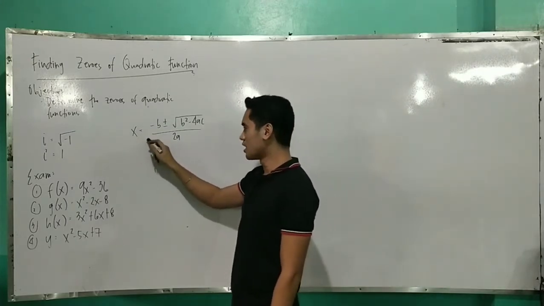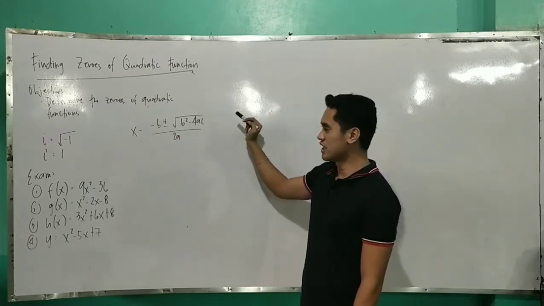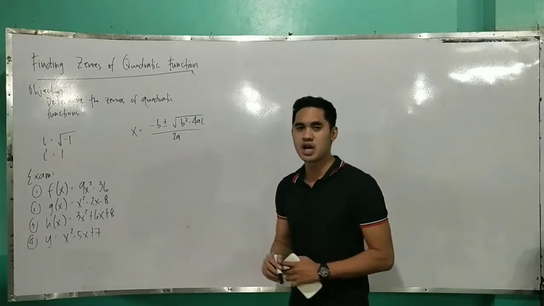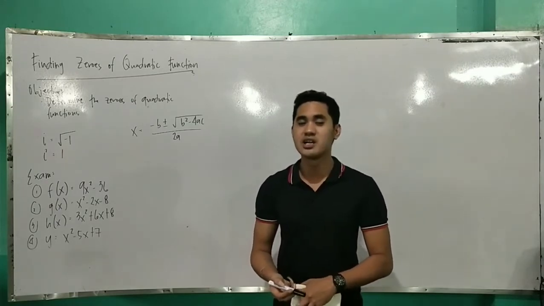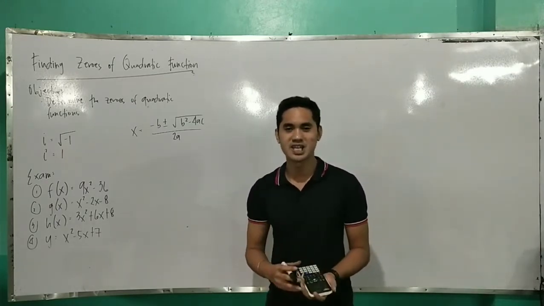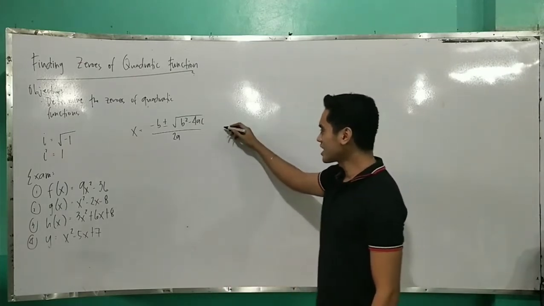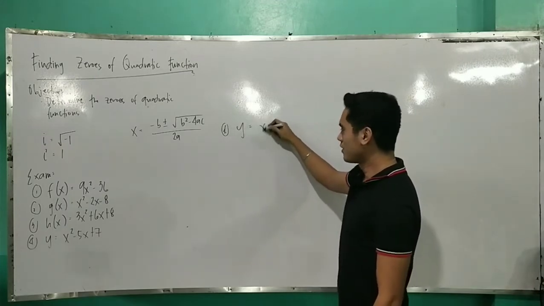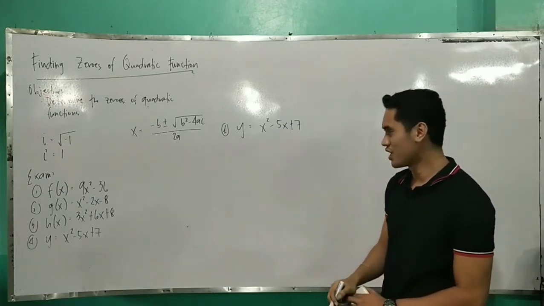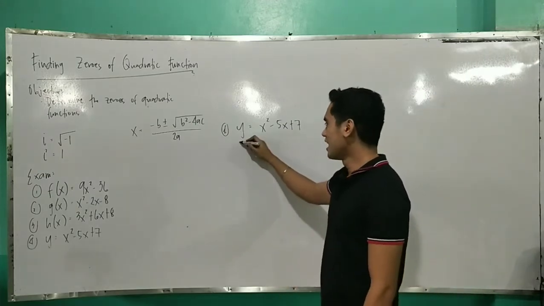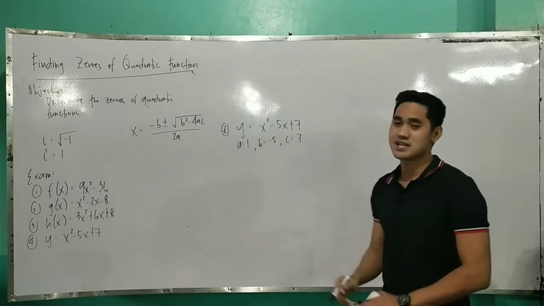Meron tayong x is equal to negative b plus minus square root of b squared minus 4ac over 2a. So dito, ang pinaka-importante, kailangan yung given function or equation ay dapat naka-standard form. Then, after nun, i-identify nyo yung value ng a, b, and c, then madali na lang. Number 4 tayo, meron tayo dyan y is equal to x squared minus 5x plus 7. So, naka-arrange siya ng standard, identify na natin yung a, b, and c. Ang a natin is 1, ang b natin is negative 5, ang c natin ay 7.